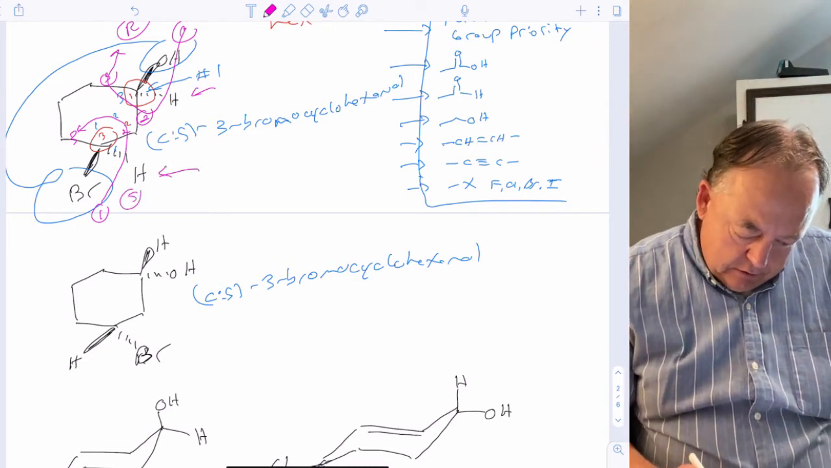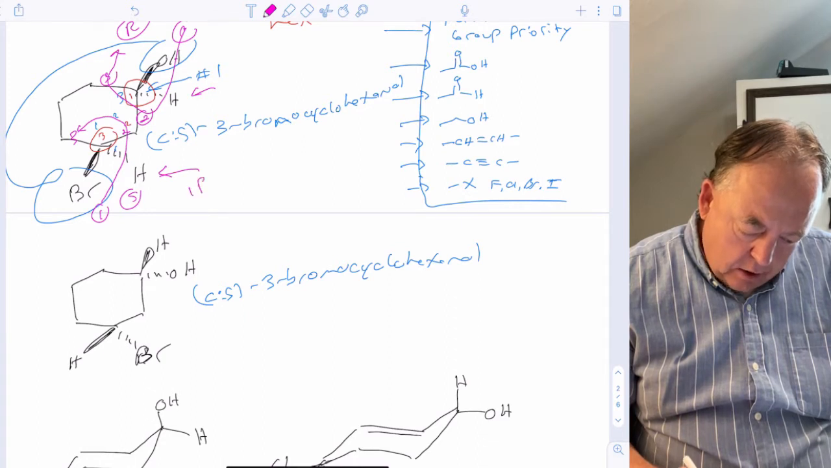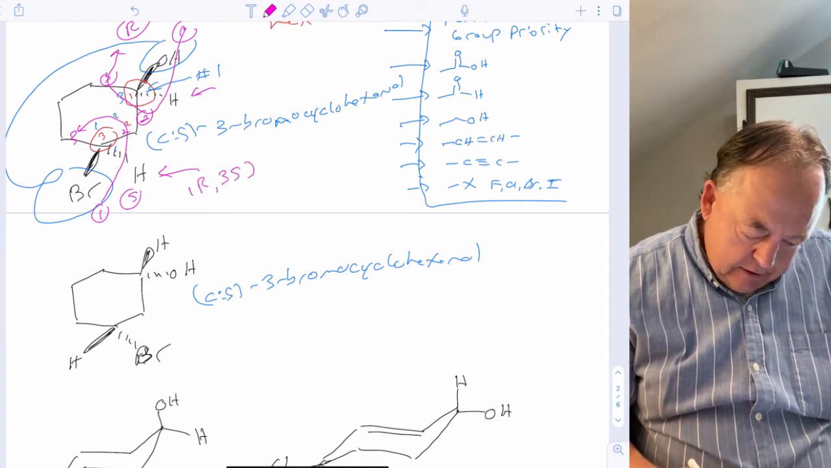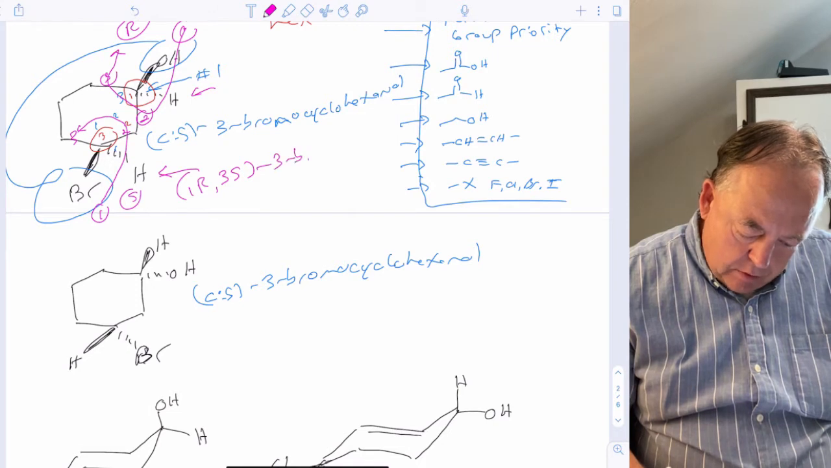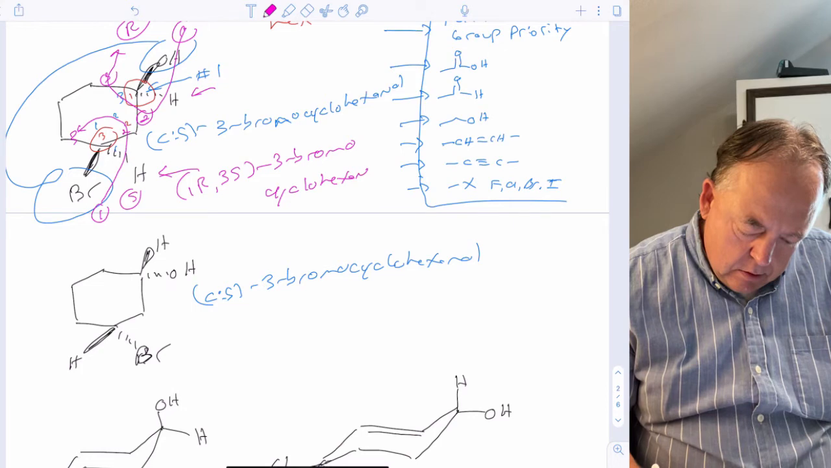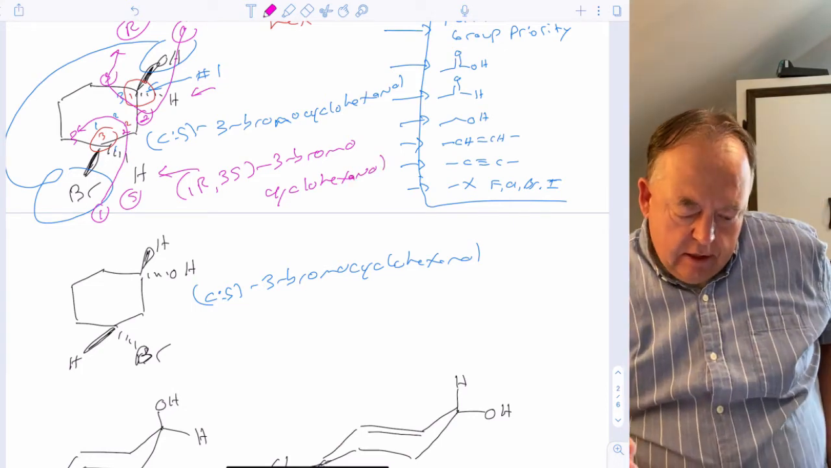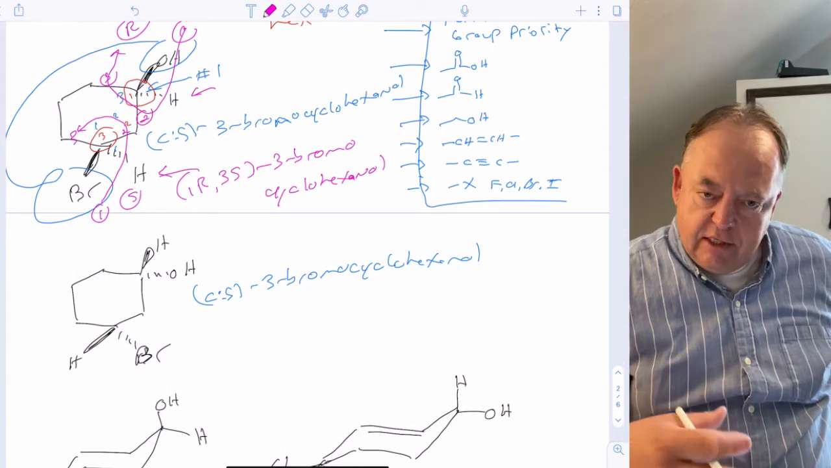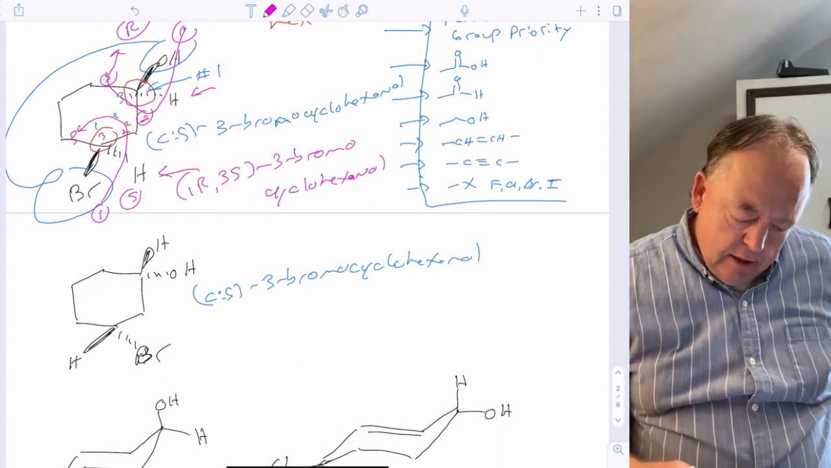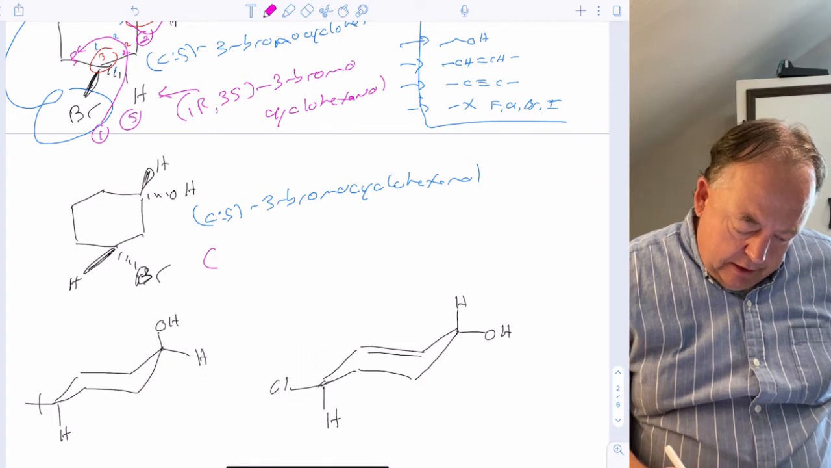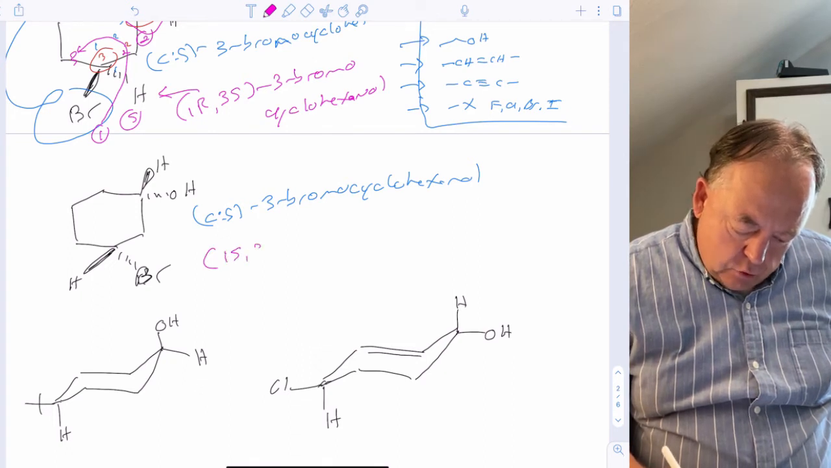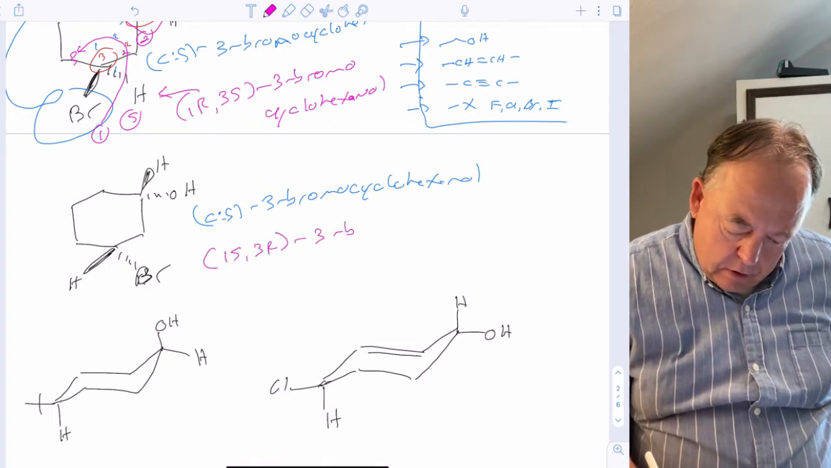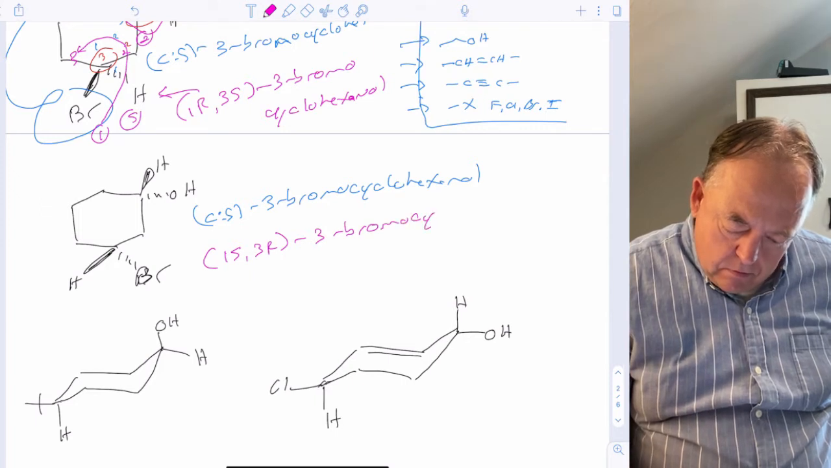So this would be 1R, 3S, 3-bromocyclohexanol, which would be a better way to name that because that clearly differentiates between the other cis isomer. So what would be the name of this one? It would be the enantiomer, so it would be 1S, 3R, 3-bromocyclohexanol.